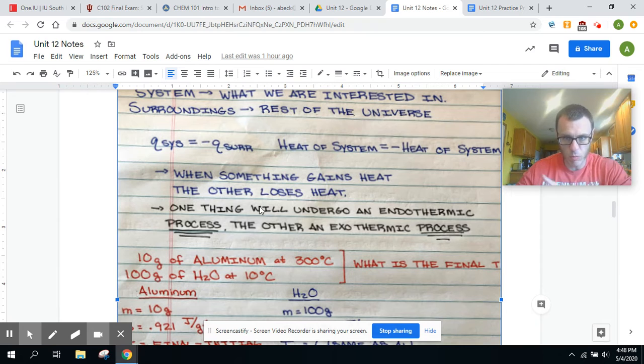The one thing will undergo an endothermic process. It doesn't have to be a reaction. It's just a process. Think about like an ice cube melting. That's endothermic, but you're not changing it. It's not a reaction. So one thing will undergo an endothermic process, the other will undergo an exothermic process. So one thing's losing heat, the other one's gaining heat.